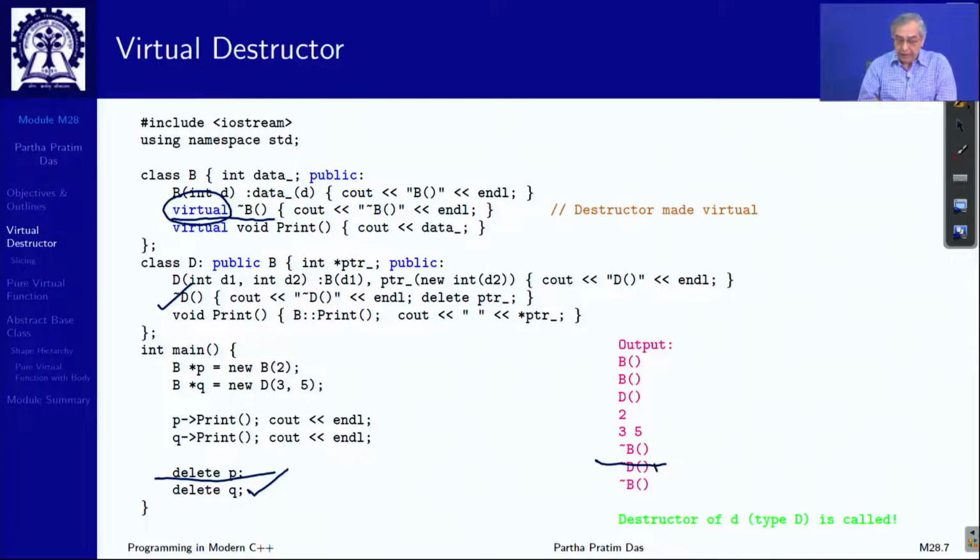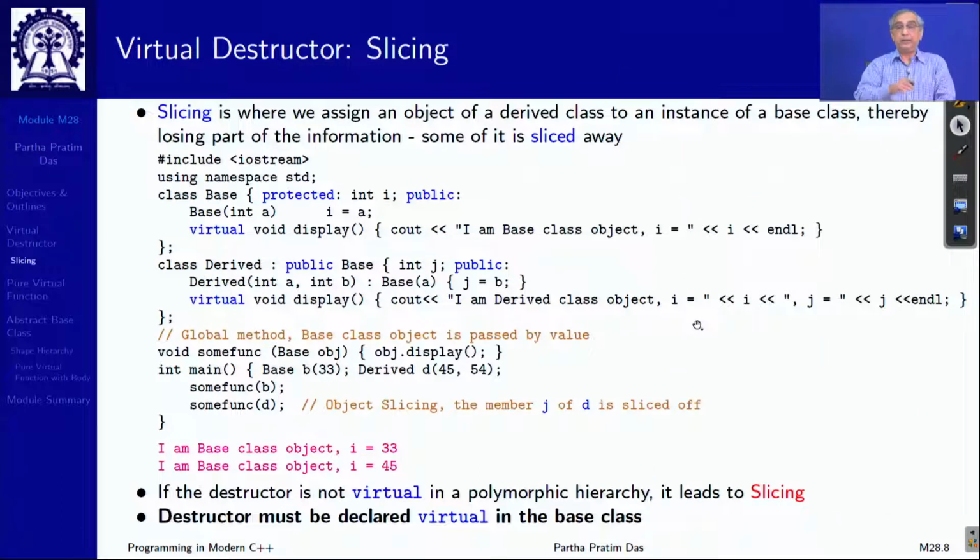So, now the destructor of D is called, and then that will in turn call the destructor of B. So, first the D part of the object is cleaned, and then the B part is cleaned. So, delete pointer will now correctly happen and the destructor is called. So, this is the basic design. This is what is called a virtual destructor and is always required in a polymorphic hierarchy.